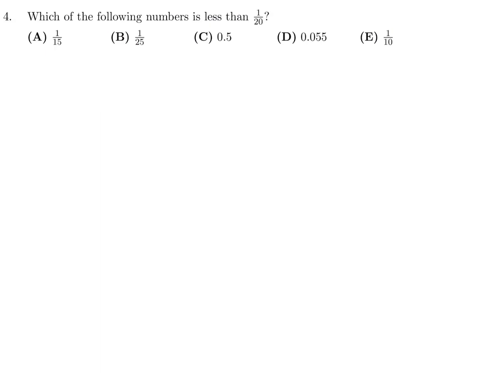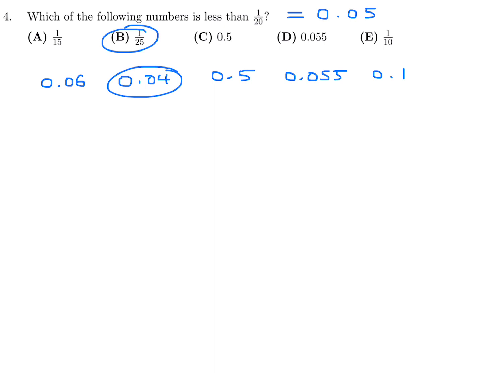Which of the following numbers is less than 1 over 20? 1 over 20, in terms of a decimal, is 0.05. Makes it a little bit easier if you convert it to decimals. This is 0.06, approximately 0.04. This is already in decimal. This is already in decimal, and this is 0.1. So which one of these is less than 0.05? And the only one in this list that is less than that would be this one. So number 4, the answer is B.